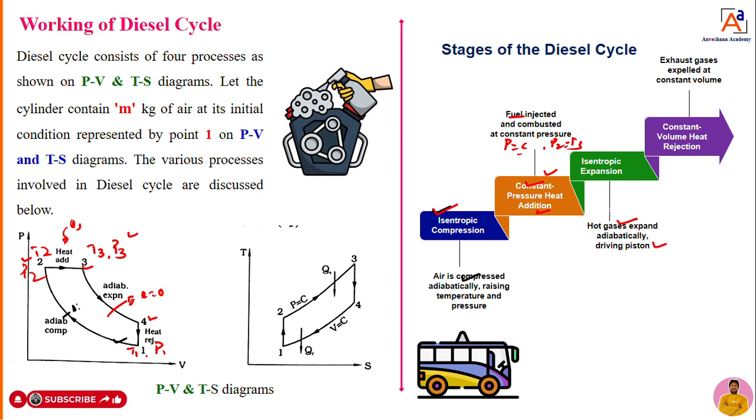That is what isentropic expansion, or we can call adiabatic expansion. If it is happening suddenly, we can call it isentropic. Okay, fine. Now once it is done, 3 to 4, then what happens? 4 to 1, heat is going to be rejected.